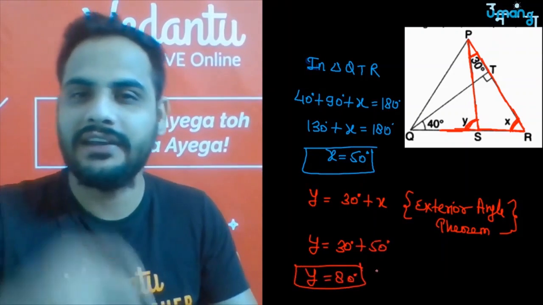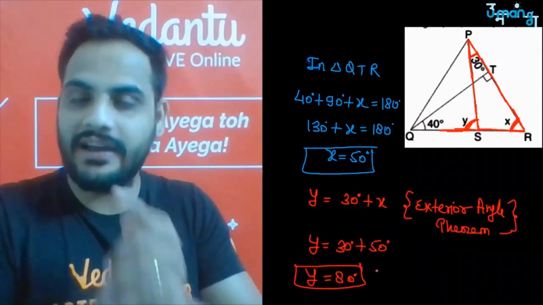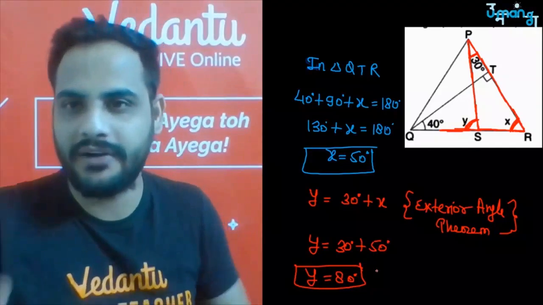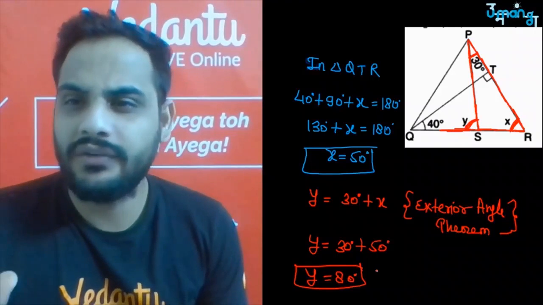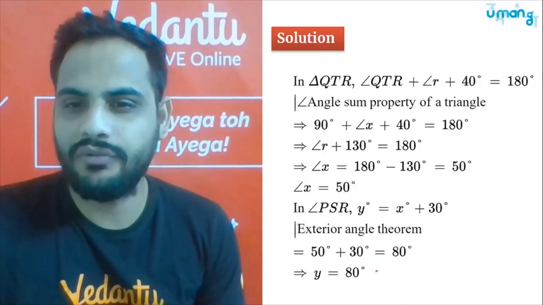Done, see. Like this you will be able to solve the questions. I am telling you the questions are very easy. It will be done very easily, beta. Okay? So x is 50 and y is equal to 80 degree. Okay? Let's move to the next question.